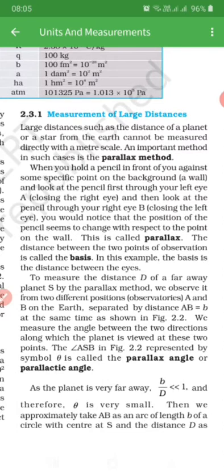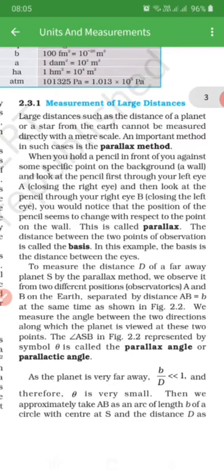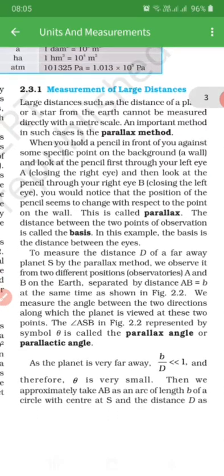Large distances such as the distance of a planet or a star from the earth cannot be measured directly with the meter scale. So here the important method, the parallax method, is used. So what is the parallax? For that, here an example is given. You have to hold one pencil in front of you against some specific point on the background, and look at the pencil first with your left eye, and then from your right side.